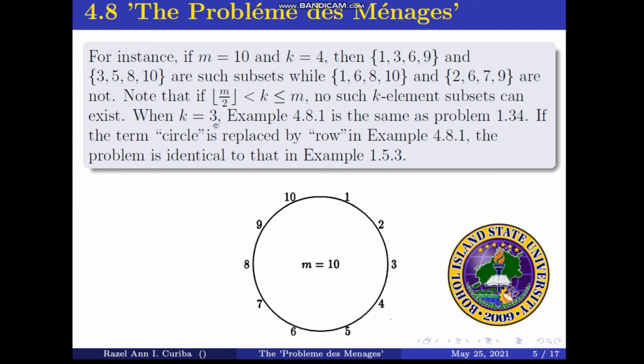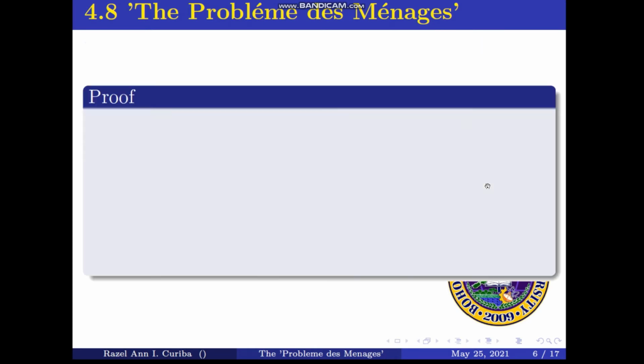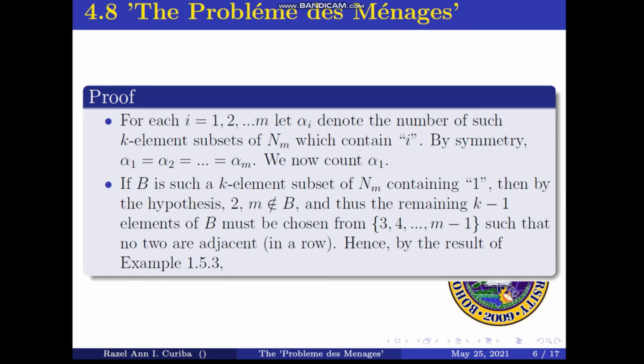When k is equal to 3, example 4.8.1 is the same as problem 1.34 in the previous discussion. So if the term circle is replaced by row in example 4.8.1, the problem is identical to that in example 1.5.3. This example was discussed prior; it used the injection and bijection principle. So here's the illustration for this example. So let's go to the proof.